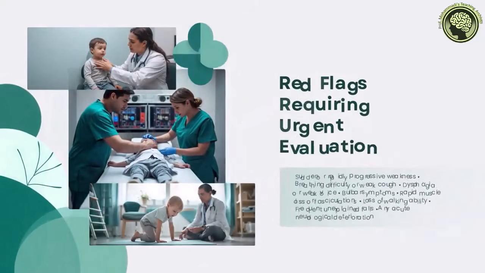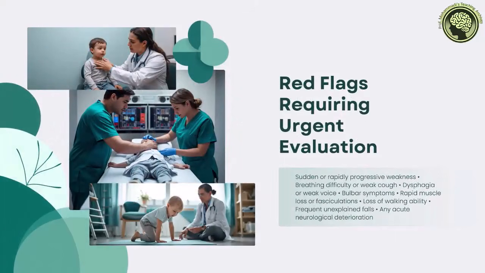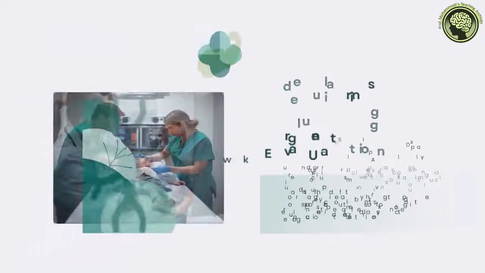Several red flags require urgent evaluation. These include sudden weakness, rapidly progressive weakness, breathing difficulty, a weak or ineffective cough, swallowing impairment, and a weak or changing voice. Bulbar symptoms, rapid muscle wasting, fasciculations, frequent unexplained falls, loss of walking ability, or any acute neurological deterioration should also be taken seriously. When respiratory or bulbar function is threatened, diagnostic evaluation and supportive management must proceed urgently and in parallel.